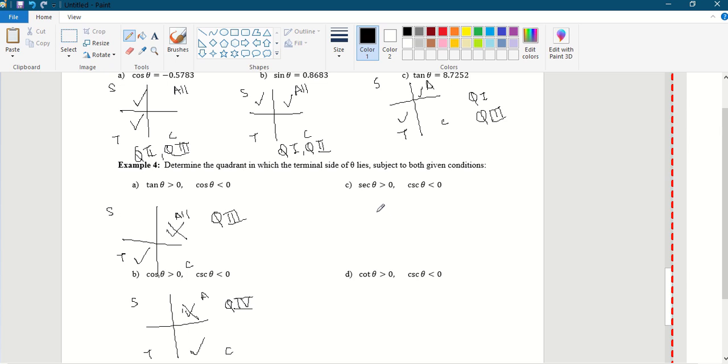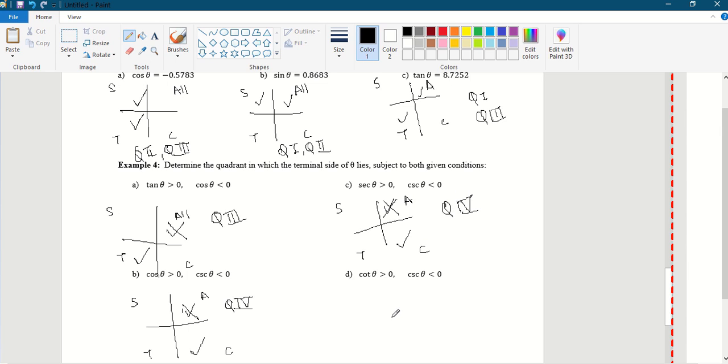Okay. Let's see C here. Again we will sketch and write all S, T and C. Now we want secant greater than 0, meaning cos greater than 0, because secant and cos are reciprocals. So that will basically happen again, like the last problem, in this quadrant and this quadrant. And we want cosecant theta less than 0. Cosecant less than 0 means sine theta negative. Sine is positive here, sine is positive here, so that does not work. This is the case where sine will be negative, like the previous question. So this is similar to the previous one. The answer will be in quadrant 4.